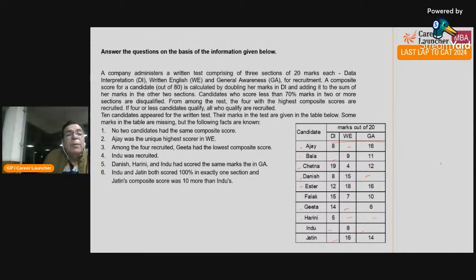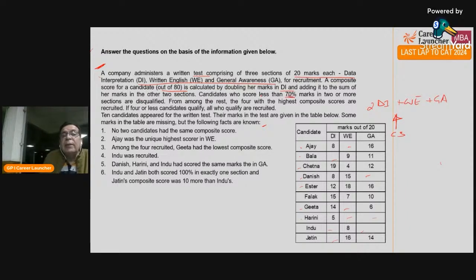Now let's look at the information given to us so that we can understand what it is that we need to do. A company administers a written test comprising 3 sections of 20 marks each: data interpretation, written English, and general awareness. So we have 20 marks each. For recruitment, a composite score out of 80 is calculated by doubling the marks of DI and adding to the sum of marks of the other 2 sections. So the composite score is another component which will come. It is nothing but twice of DI plus marks in written English plus marks in general awareness.